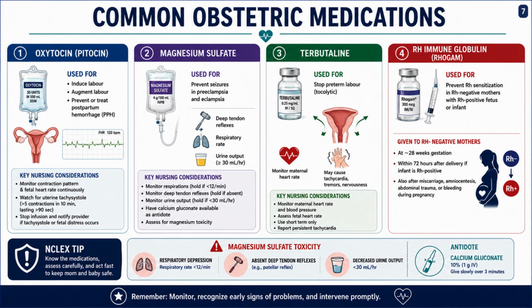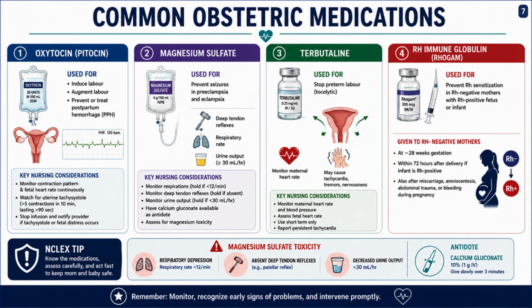Finally, Rh immune globulin, commonly called RhoGAM, is given to Rh negative mothers who have not developed antibodies against Rh positive blood. It helps prevent maternal sensitization that could affect future pregnancy. It is typically administered around 28 weeks gestation and again within 72 hours after delivery if the newborn is Rh positive. It may also be given after events such as miscarriage, amniocentesis, abdominal trauma, or bleeding during pregnancy.